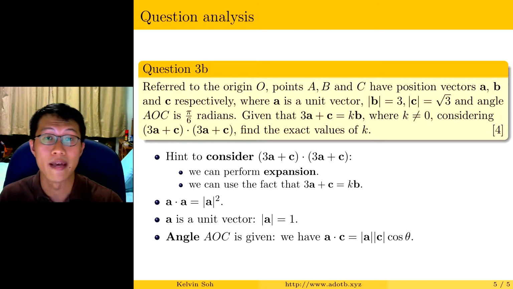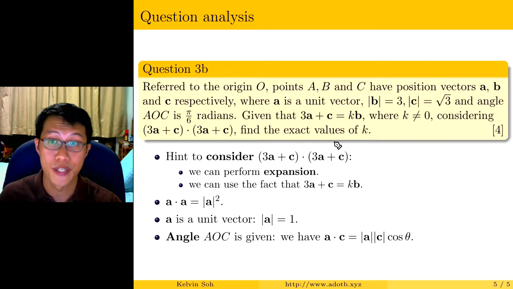So we can further proceed to simplify this. We can simplify this using formulas such as a dot a equals mod a squared, and we are given the magnitudes of b, the magnitude of c, and that a is a unit vector. Let's recall, what does unit vector mean? It means that the magnitude is 1. But so far, we haven't considered k yet, and the question asks us to find what k is.